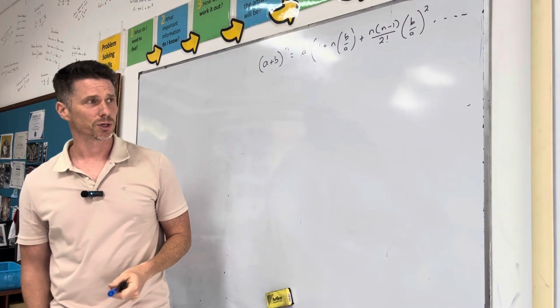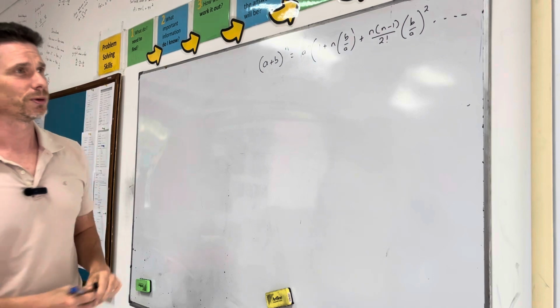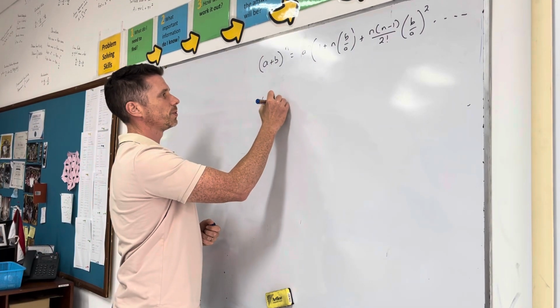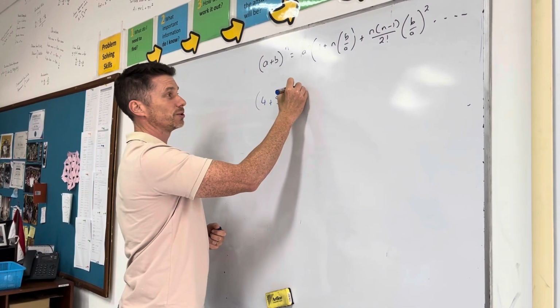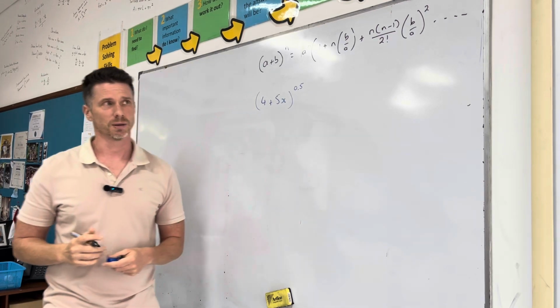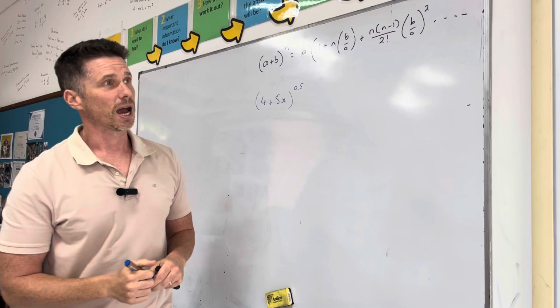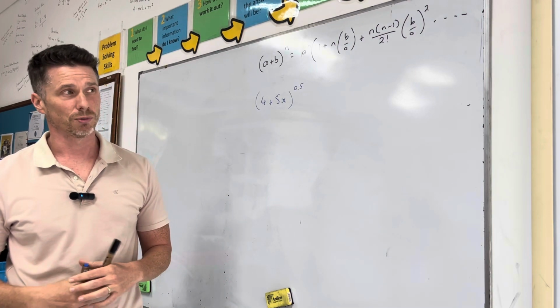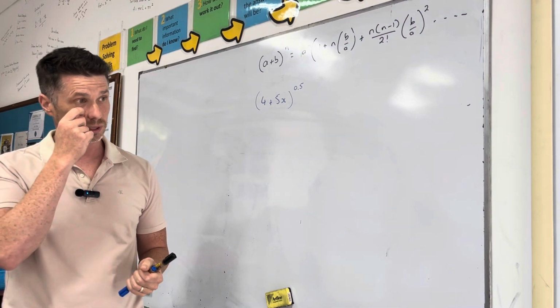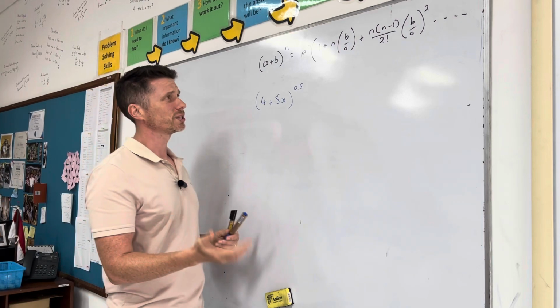Let's look at one. Okay, so this is pretty small, but we've got our 4 plus 5x, and it's to the power of 0.5, so they put it as a decimal this time. And up as far as the x term, it says. And find an approximation for the square root of 3. Okay, we'll come back to how we do that. So it wants to get up to the x term.